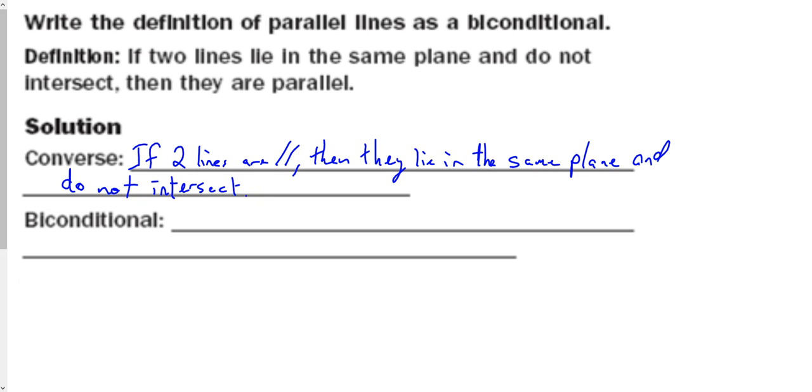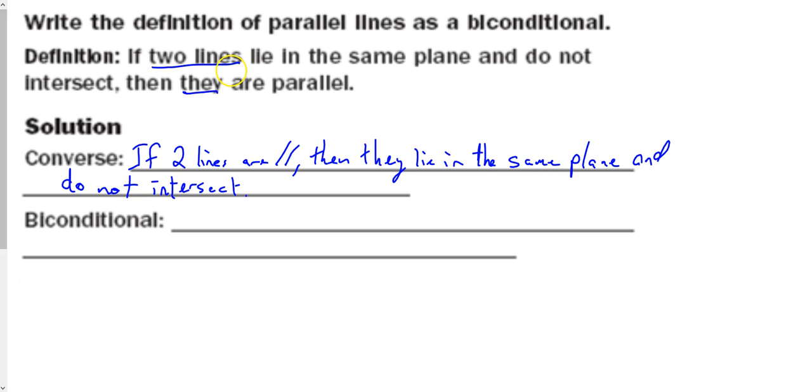Notice how I did not use the word it in my very first part of the if. So I replaced the word they with the thing that I was talking about, which was two lines. So then the biconditional, since both the definition and the converse are true, I can write it as a biconditional.